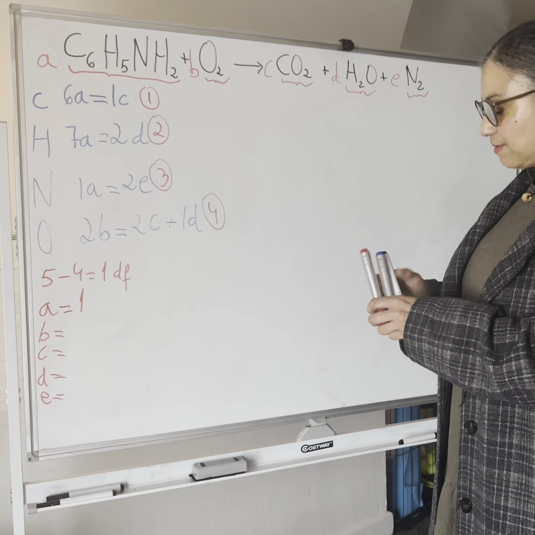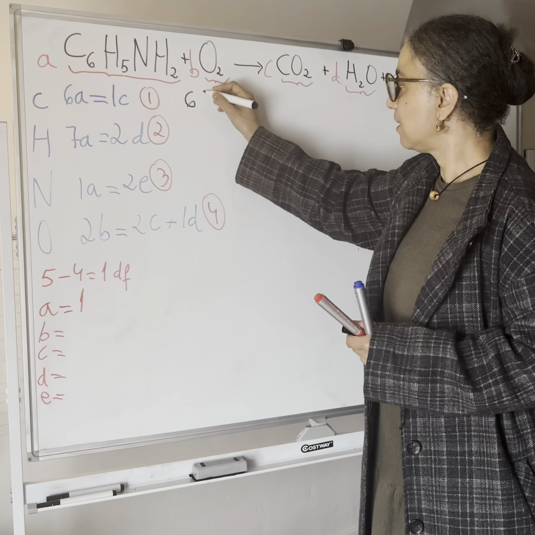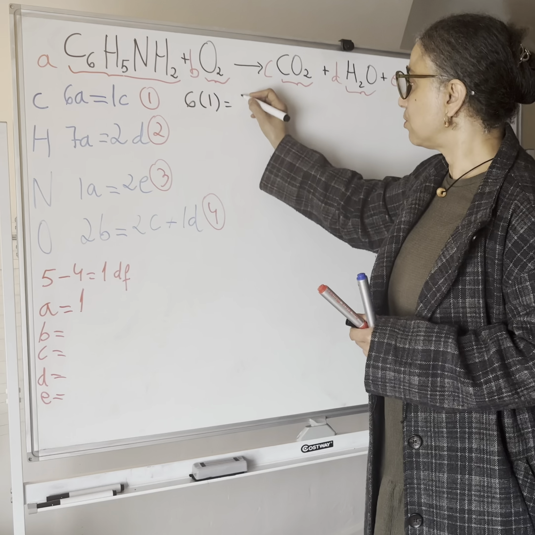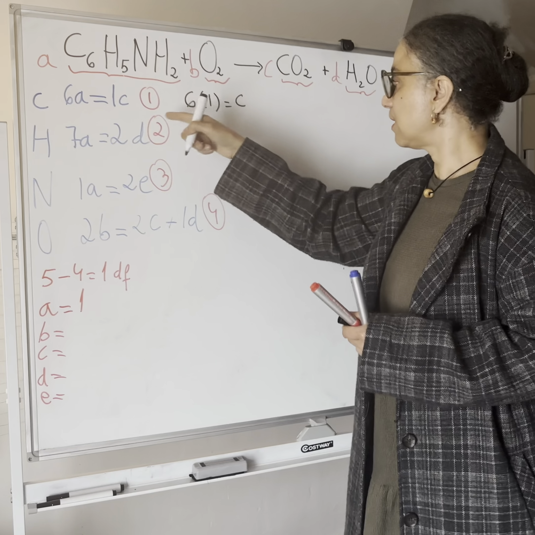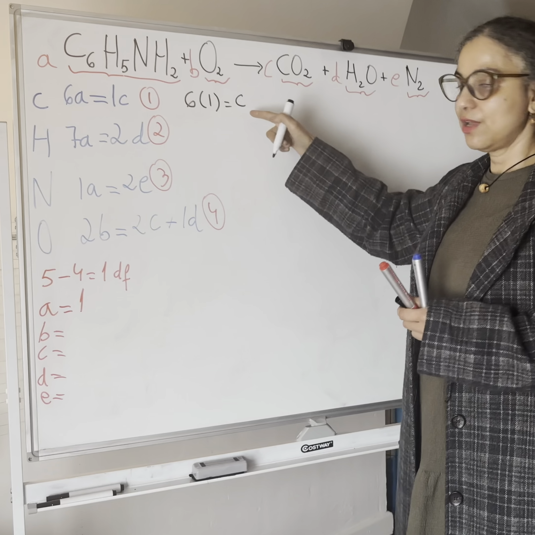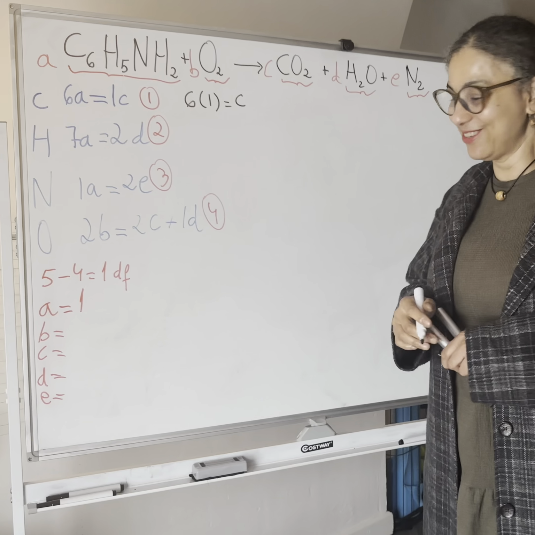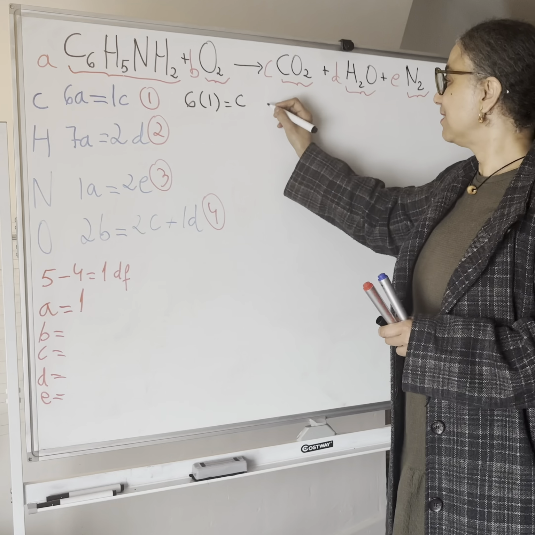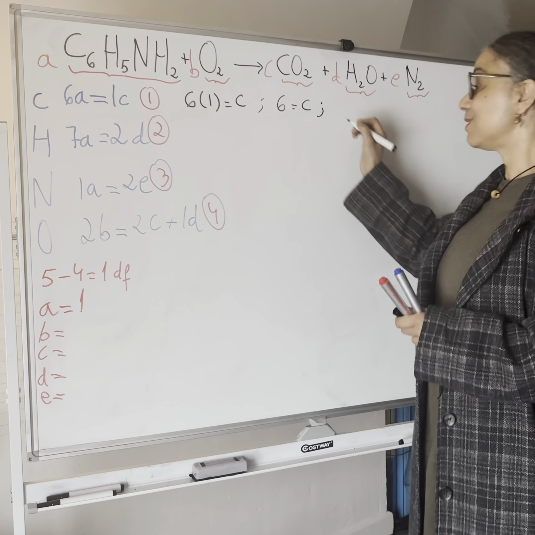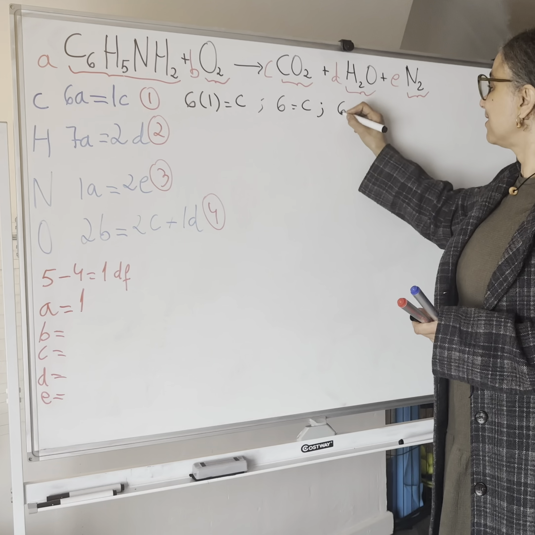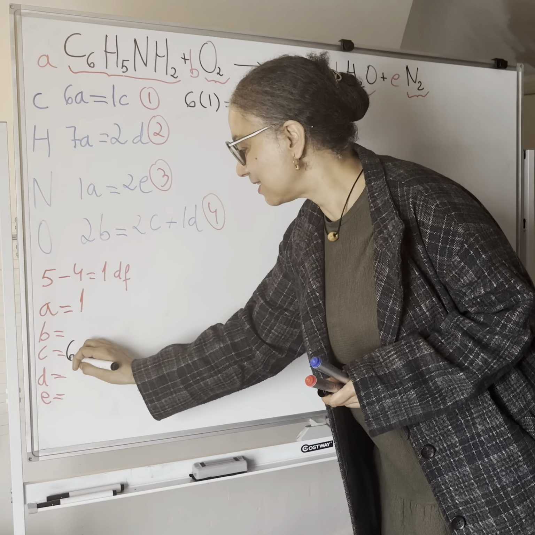Now we are going to plug the values in, and we are going to solve for C. We are going to do equation 1. So 6 times 1 equals C. I'm not going to write down 1 all the time when it's just 1, because it's obvious; if we don't write the coefficient, we know it's 1. So 6 times 1 is 6 equals C. If 6 equals C, then C equals 6. This is the value of C, the number 6.